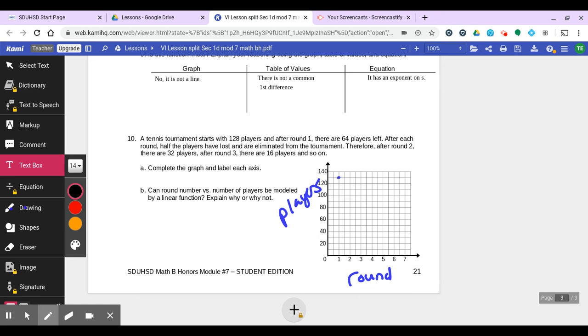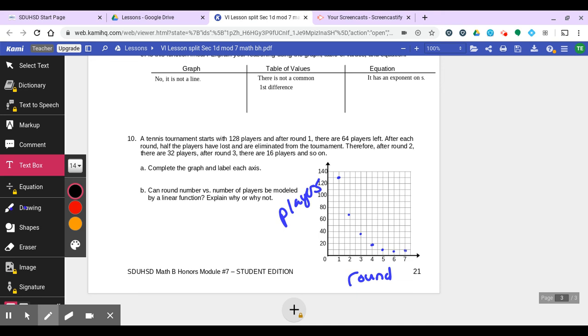Okay, round 2, there was 64. Then round 3 was half of that, which was 32. Round 4, there'd be half of that, which is 16. Round 5, there would be half of that, which is 8. Round 6, there'd be half of that, which is 4. We need to bring my 8 down. My 8 would be under there. Then we'd have 2 players. And then we'd be done because we'd only have 1 player and they can't play a game anymore.